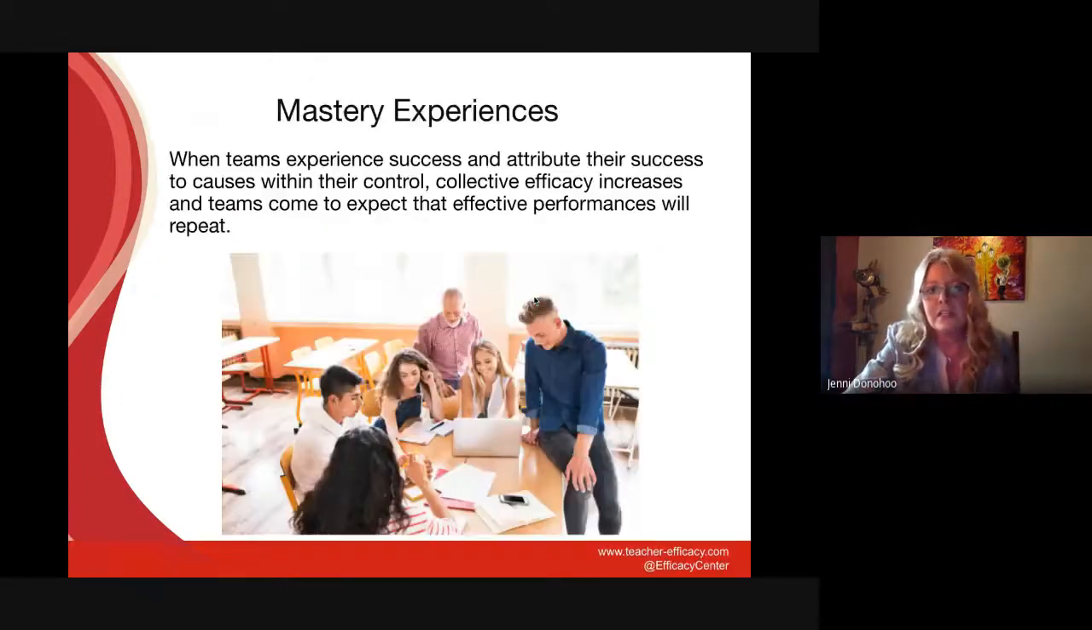The first is mastery experiences, and it's the most potent source of efficacy shaping information for individuals and teams because it's based on a first-hand experience. It's when we've set a goal and met with success, and we attribute or interpret that success through a growth mindset. We understand that our efforts made a difference, and as a result of seeing the impact, we come to believe that if we tried again, we'd likely succeed. That's the most potent source of efficacy shaping information.